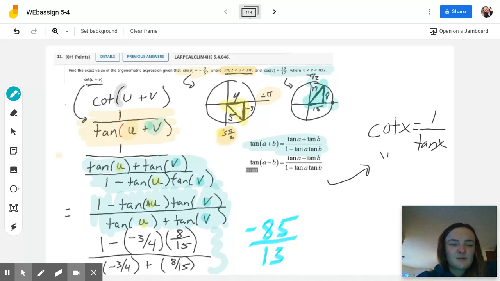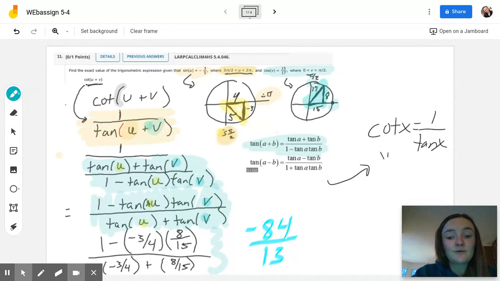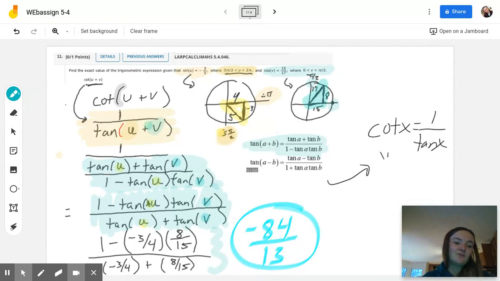Give me a second. I'm going to pause and check. All right, guys. It's a good thing I paused and checked because my memory is obviously not that good. It's negative 84 over 13. And so the solution here will be negative 84 over 13.